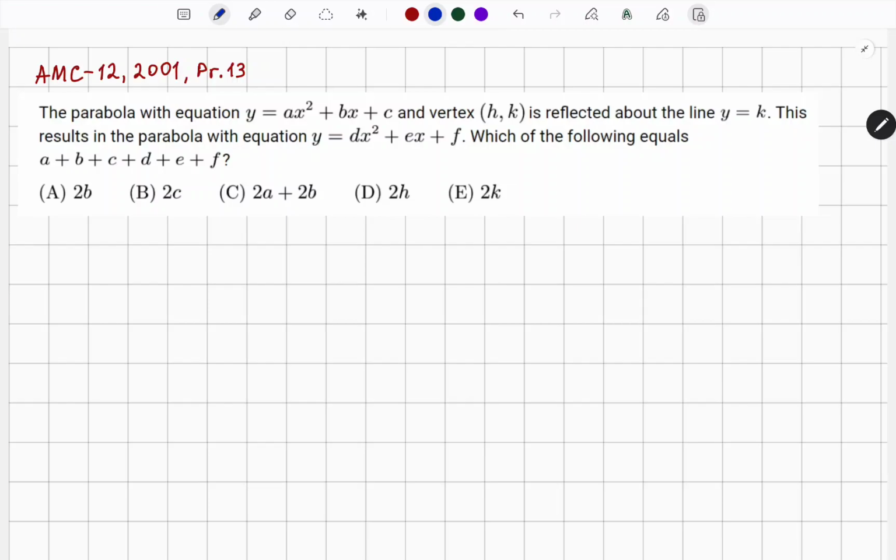So the parabola with equation y equals ax squared plus bx plus c and vertex (h, k) is reflected about the line y equals k. This results in the parabola with equation y equals dx squared plus ex plus f. What is a plus b plus c plus d plus e plus f?